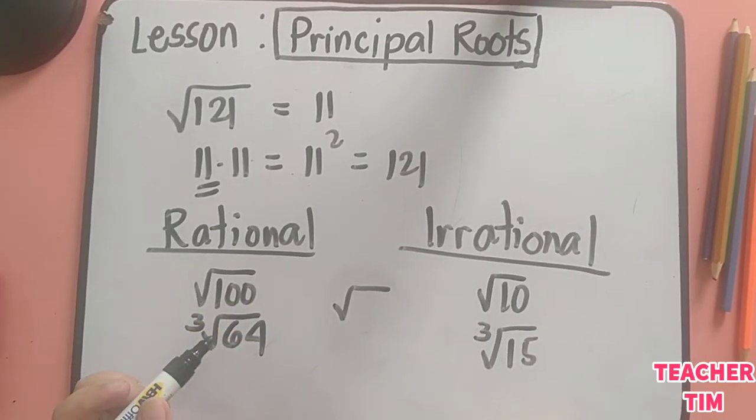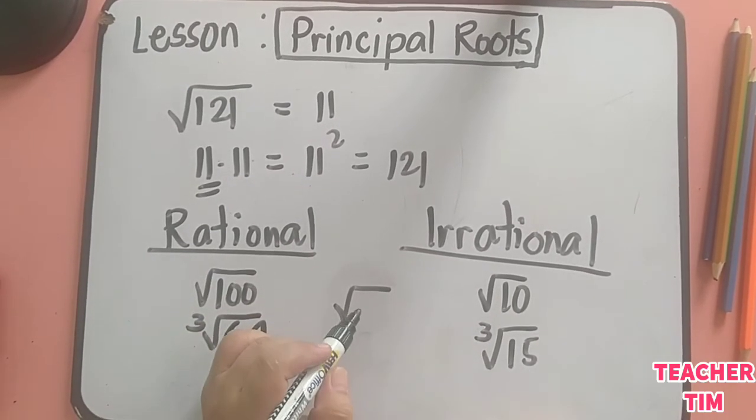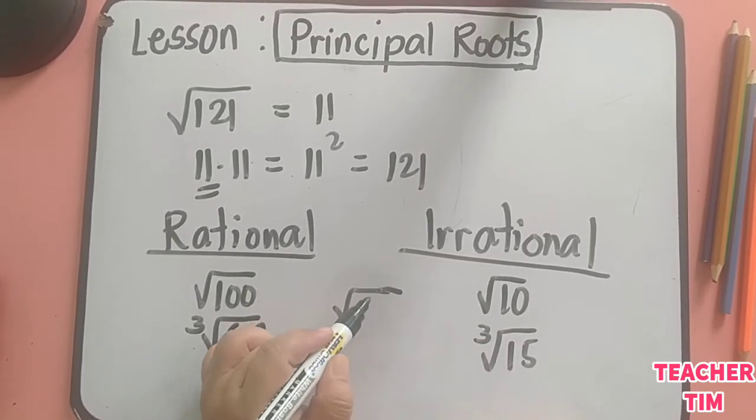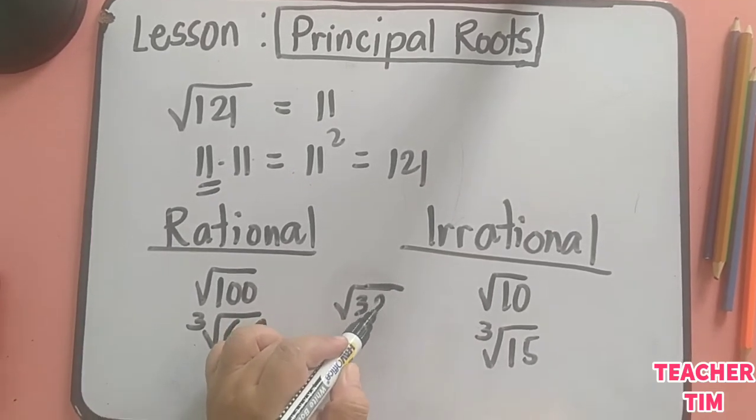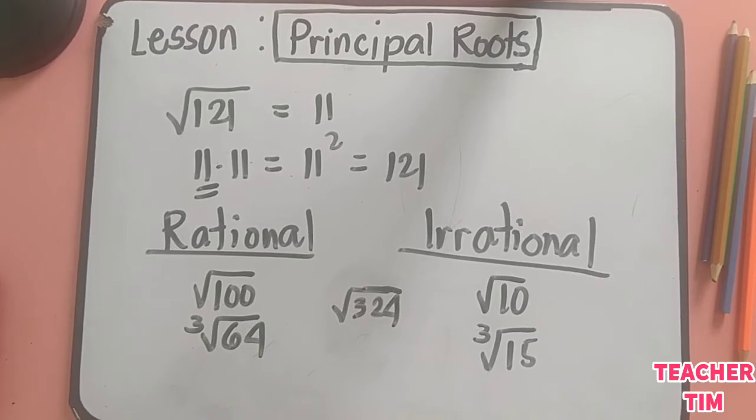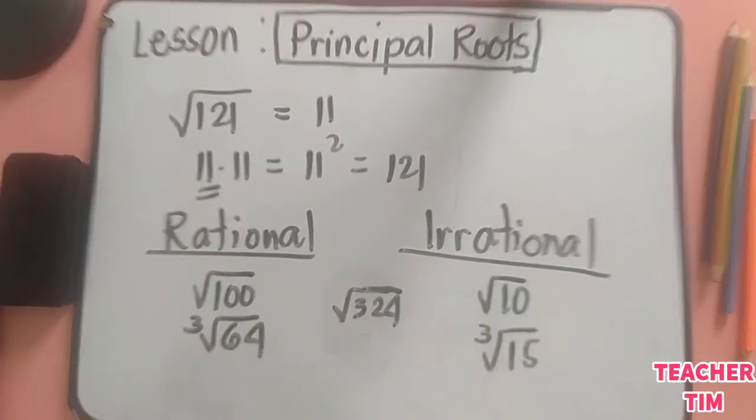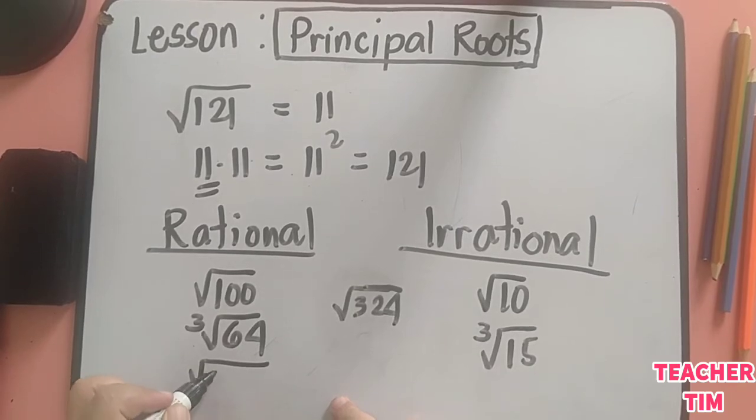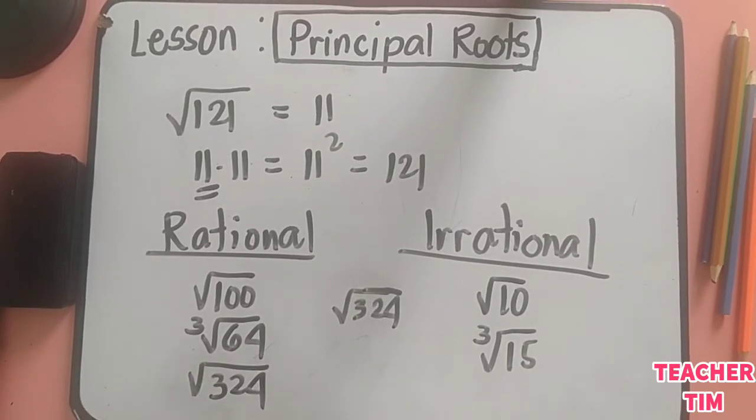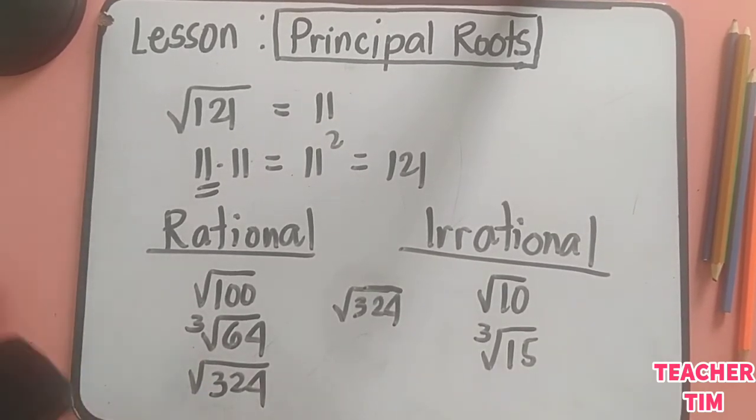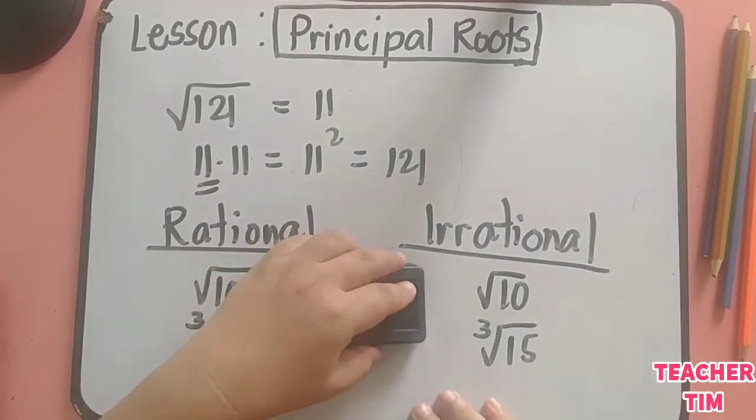So let us have the last example to identify whether rational or irrational. If the given is the square root of 324, is 324 a perfect square? So this must be written here, 324.